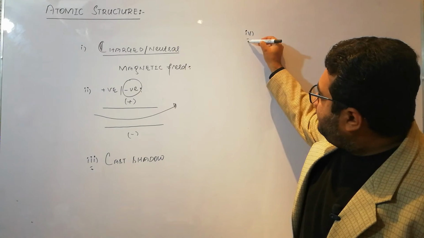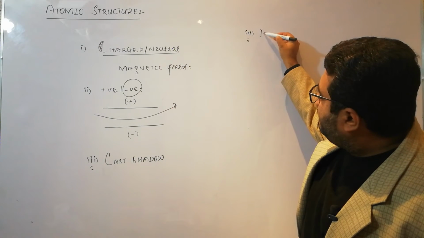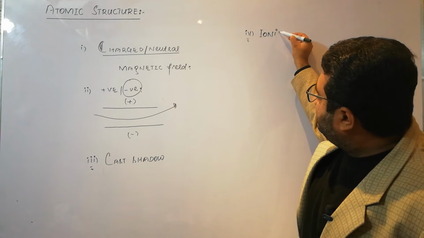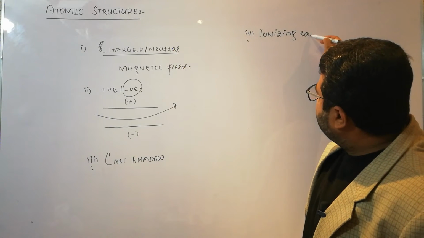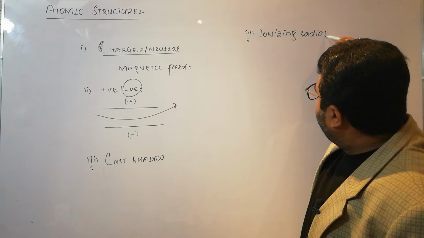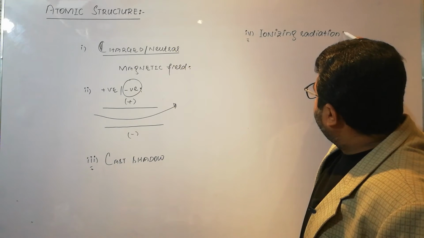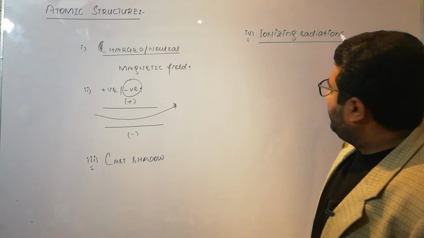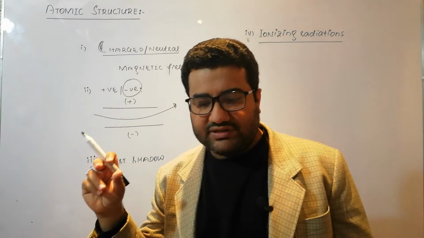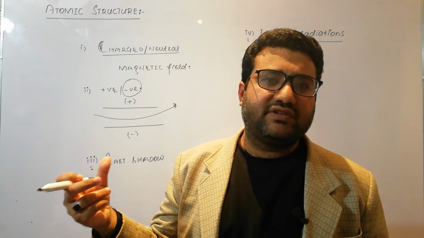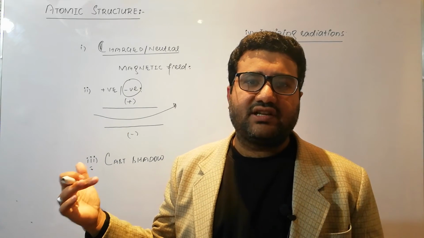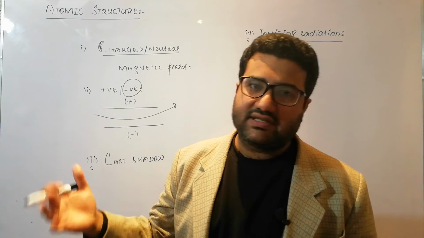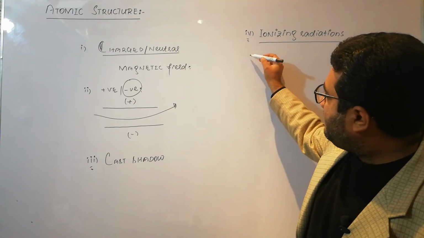Fourth, they are ionizing radiations. They can ionize gases, yes, because when fast moving cathode rays strike with the valence electrons of the gases, they knock out those electrons and the gaseous atoms are changed into the cations, so cathode rays can ionize gases.